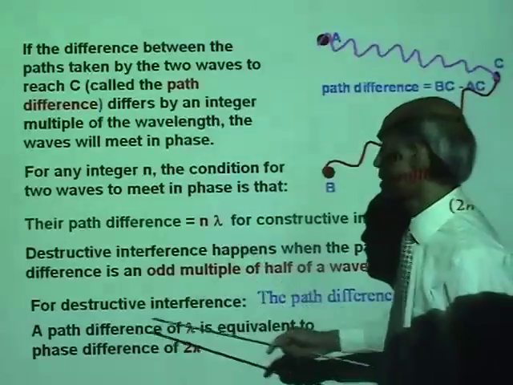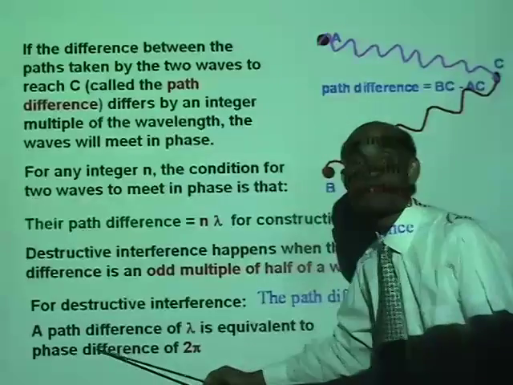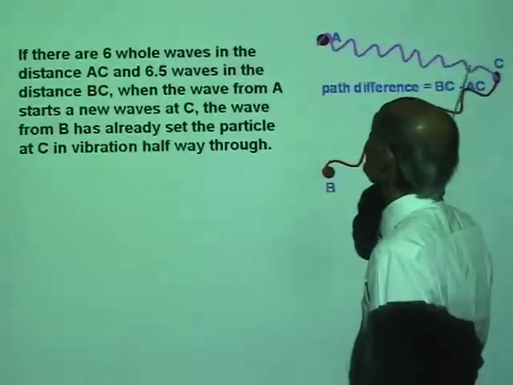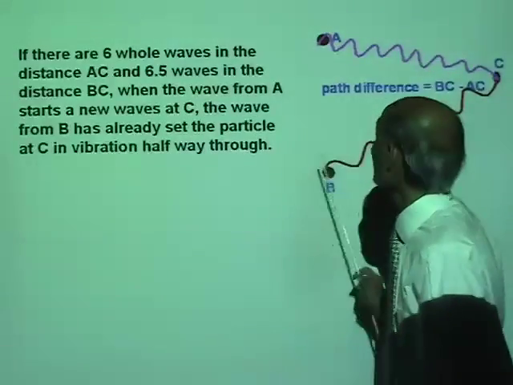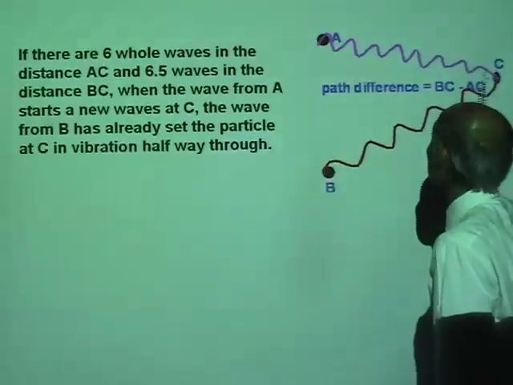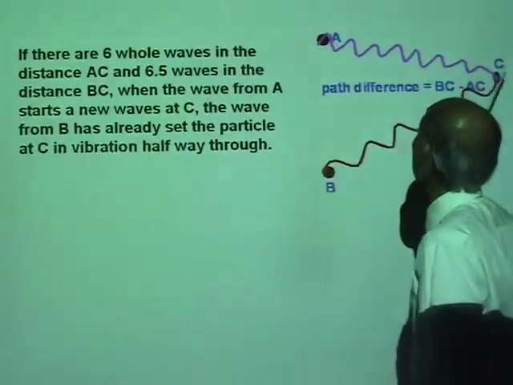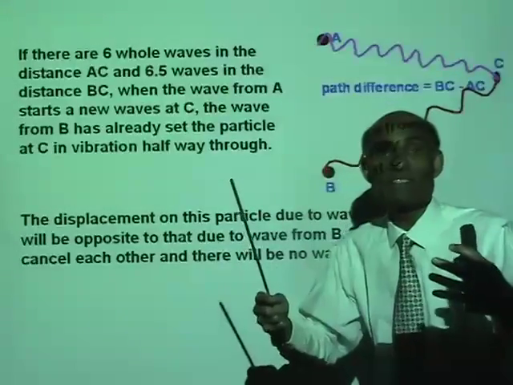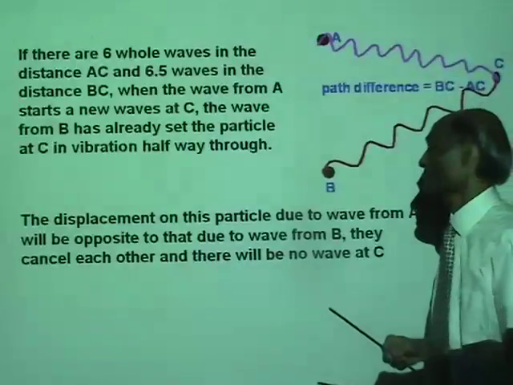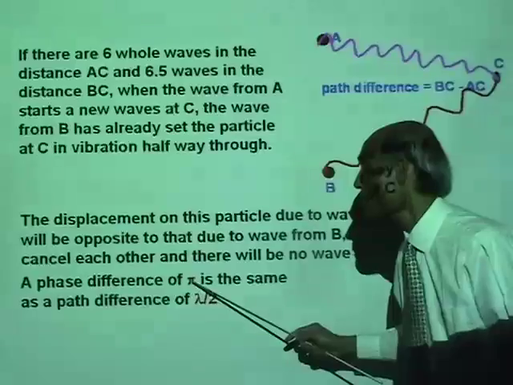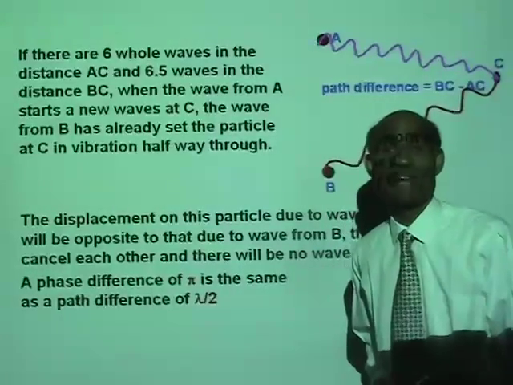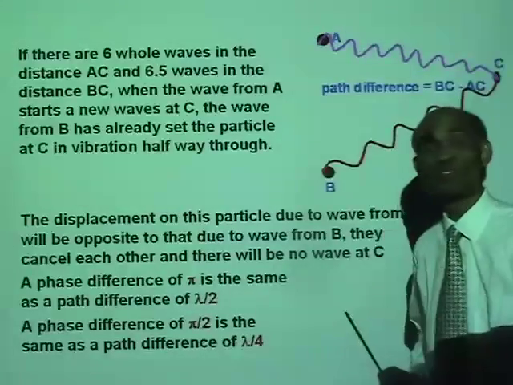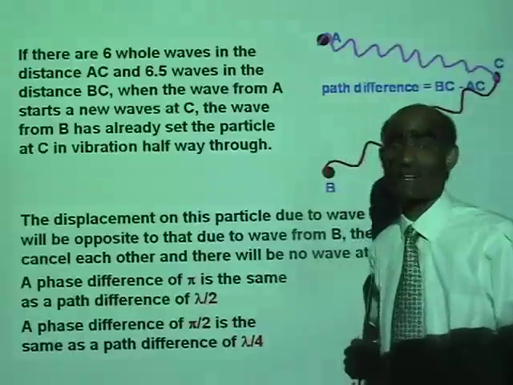Alright? You know that the path difference of lambda is equivalent to a phase difference of 2 pi. If there are 6 whole waves in the distance AC and 6.5 waves in the distance BC, then the path difference will be half a wavelength when they reach C. That means waves from A and waves from B will reach C completely out of phase, and there will be no sound at that time. That means a phase difference of pi is the same as a path difference of lambda by 2. A phase difference of pi by 2 is the same as a path difference of lambda by 4. I wrote down this for you in the beginning earlier on.